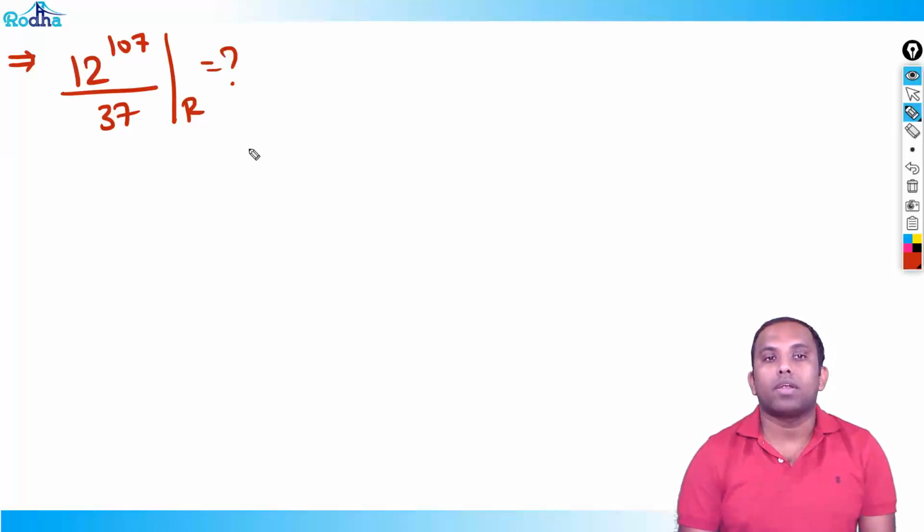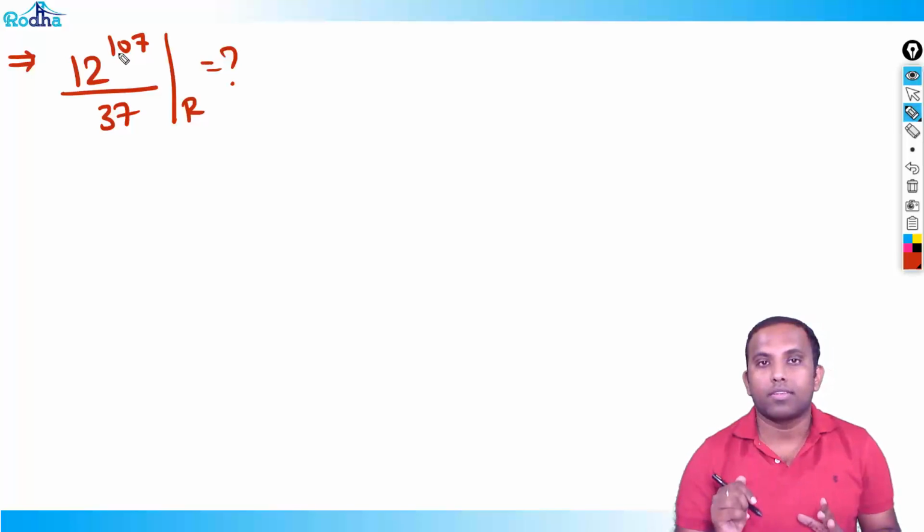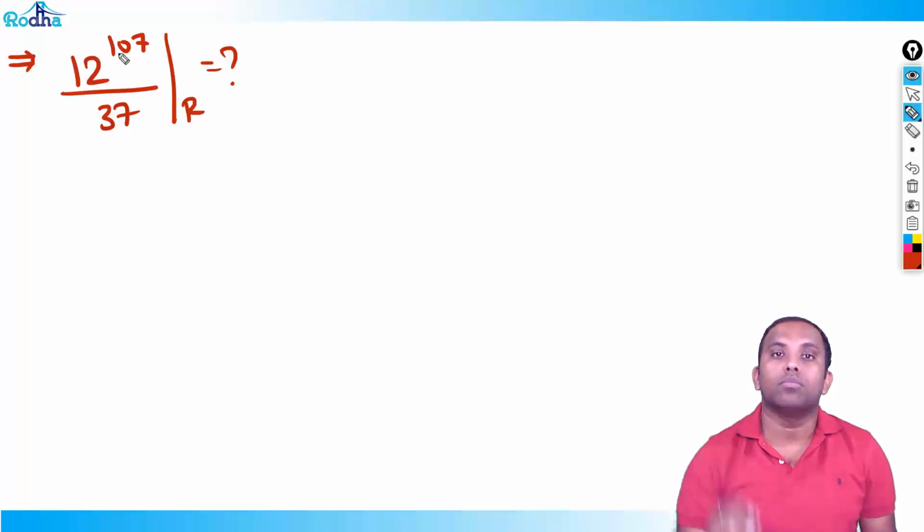Again, the logic here is the same. If you observe, Euler of 37 is 36. And if you divide 107 by 36, what is the remainder? 35. So again, a huge number. Don't write -1, because in a power I can't write a negative remainder. So 107 by 36, what is the remainder left? 35. So again it is a huge number.